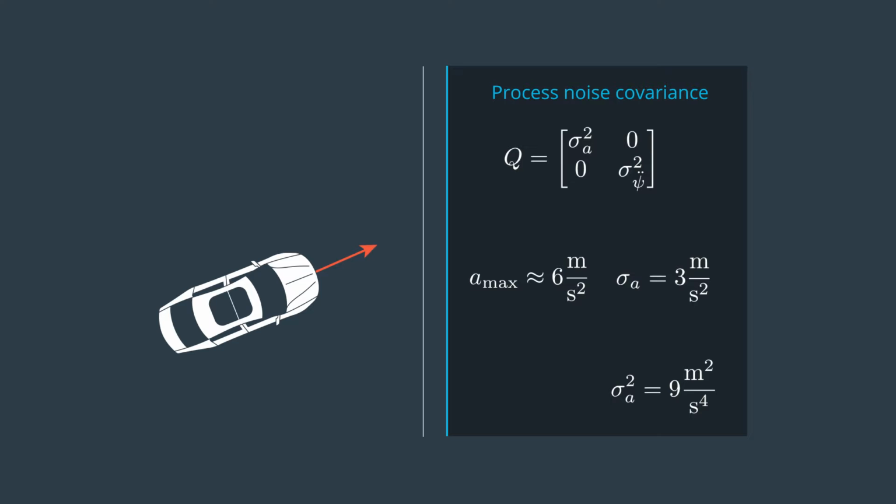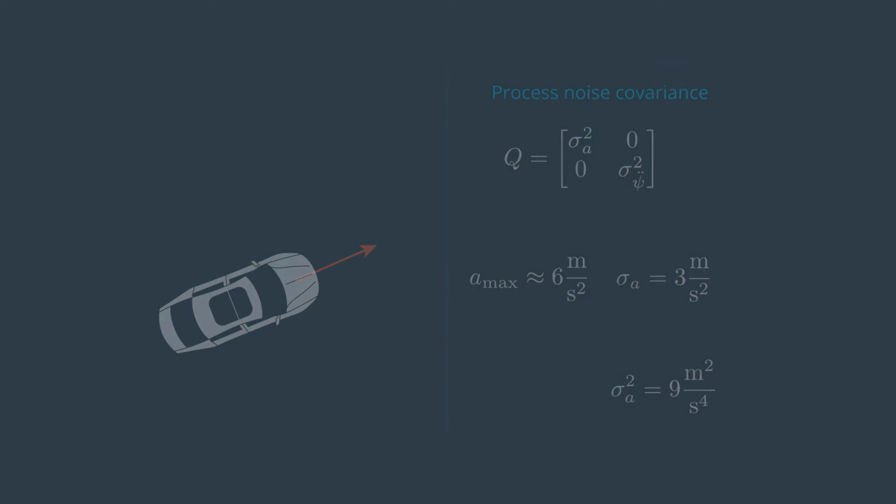Is it important for your application to react fast on changes? Then you choose the process noise a little higher. Is it important to provide smooth estimations? Then you choose the process noise a little lower.